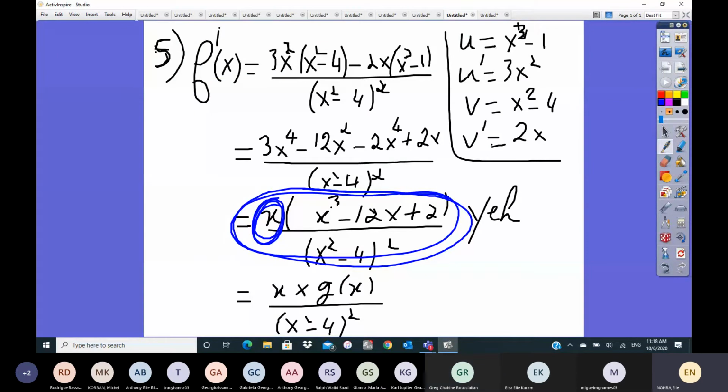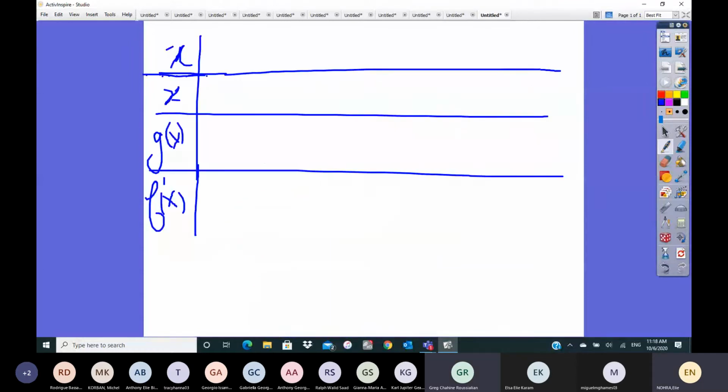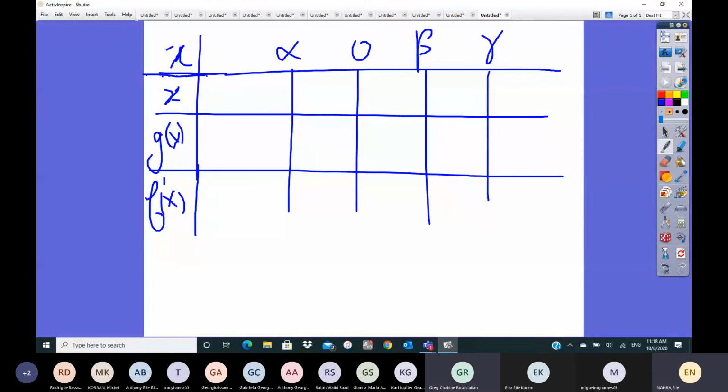You have 3 members: the x, the g of x, and the denominator, right? The denominator is always positive, so we can drop it and work on the numerator. That's it. And you have to set the roots, which are alpha, 0, beta, gamma. Obviously for the x, it's 0, to the right and to the left, same sign, opposite sign, whatever.